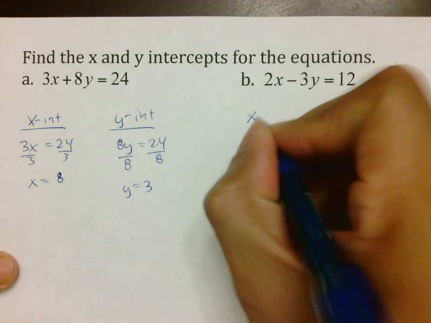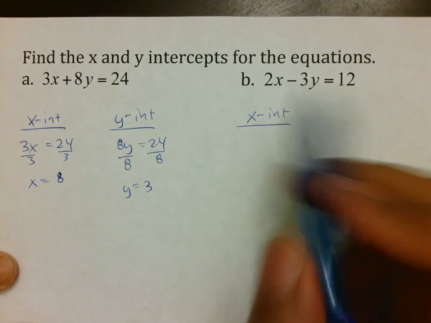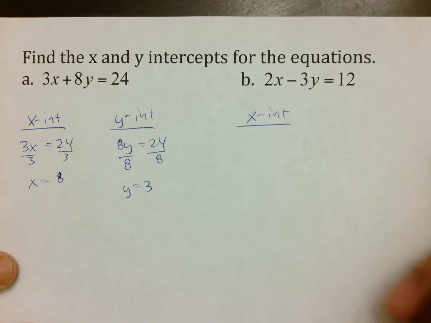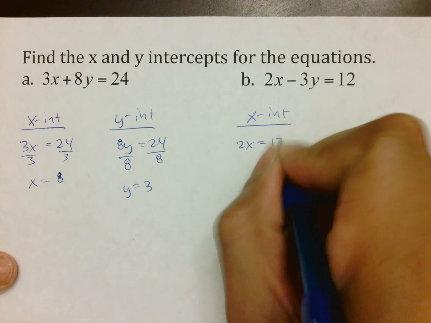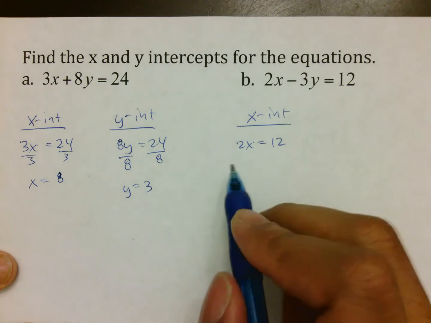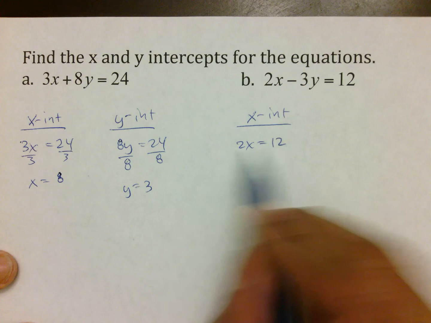Not so much on the x-intercept, but on the y-intercept. Again, the x-intercept here, if I care about x, that means I ignore everything that has a y on it, which means I ignore that part. What I'm left with is 2x equals 12. The first step on your computer part is going to say what equation would you use. That's what you'll type in, 2x equals 12.